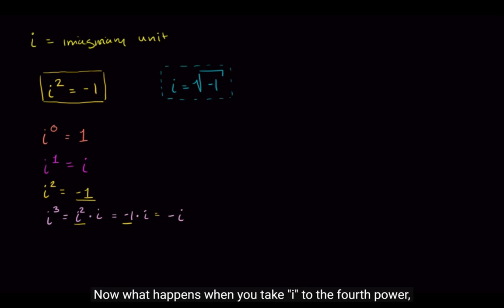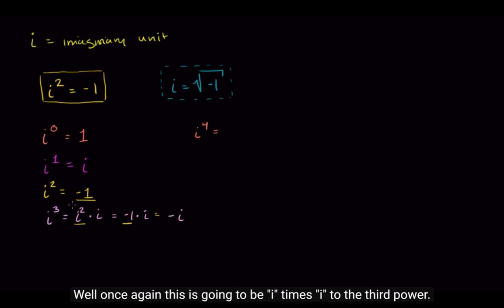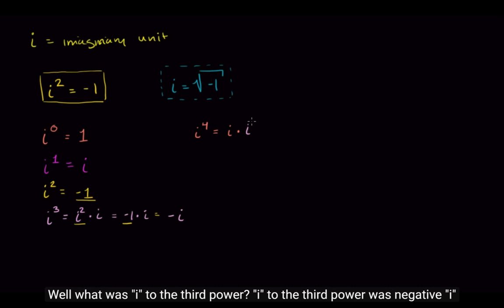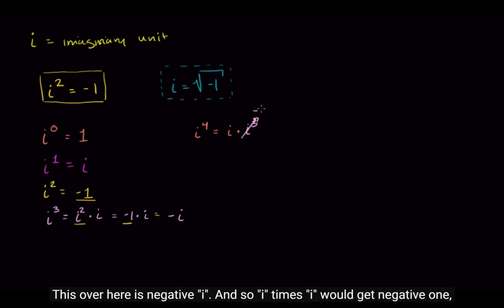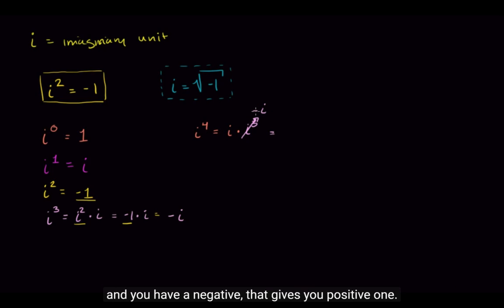Now what happens if we take i to the 4th power? Once again, this is going to be i times i to the 3rd power. But what was i to the 3rd power? i to the 3rd power was -i. This over here is -i. And so i times i would give you -1, but you have a negative out here. So it's i times i is -1, and then you have a negative. That gives you +1. That gives you positive. Let me write it down.